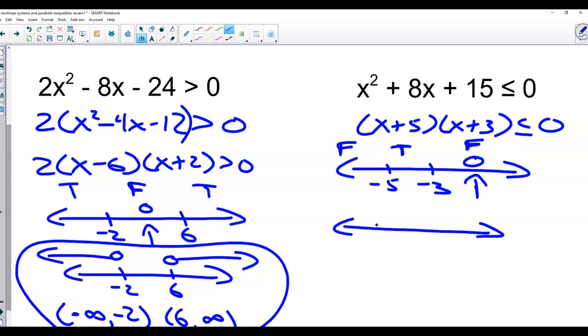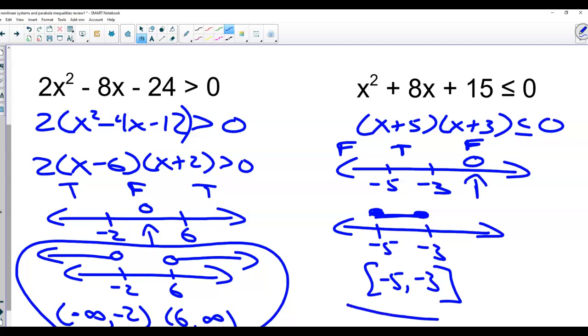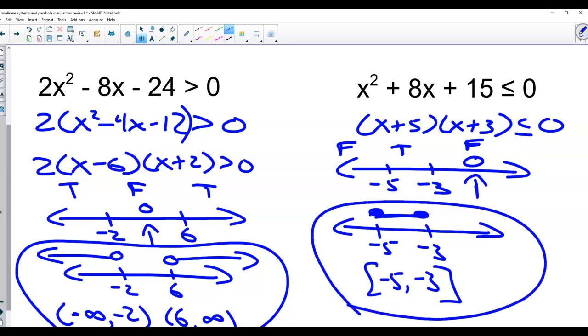My number line, negative 5 to negative 3, it's a less than or equal to. Closed dots. And my set notation involves brackets. Please make sure it's clear that it's a bracket, not a parenthesis. If I can't distinguish, it's wrong either way. You have to be very clear with the brackets and the parentheses. And that is your set notation.